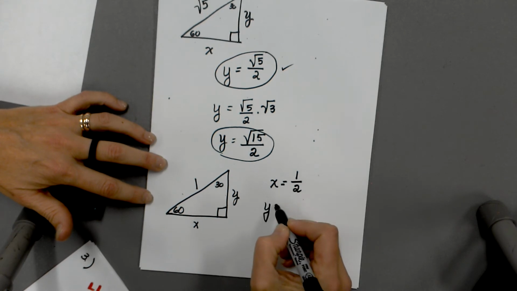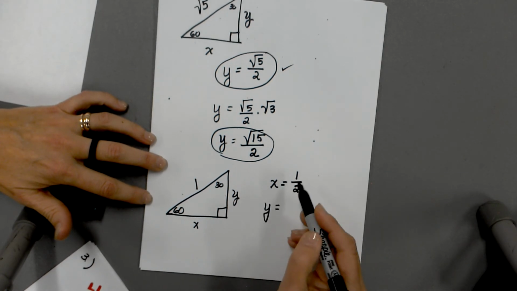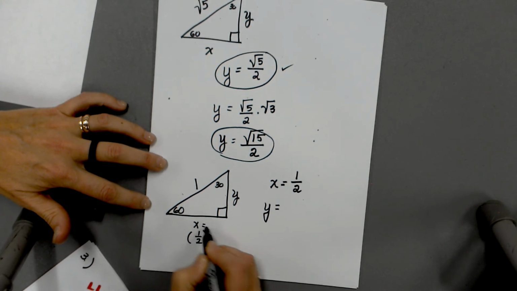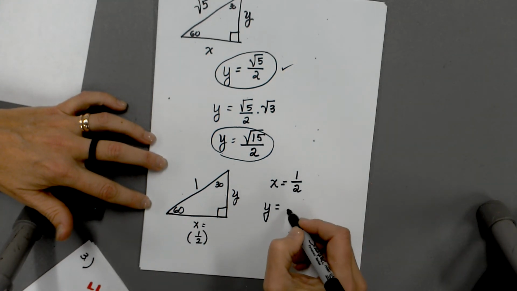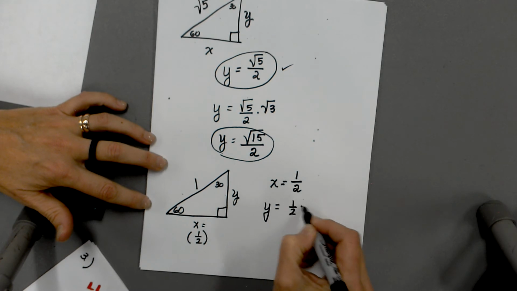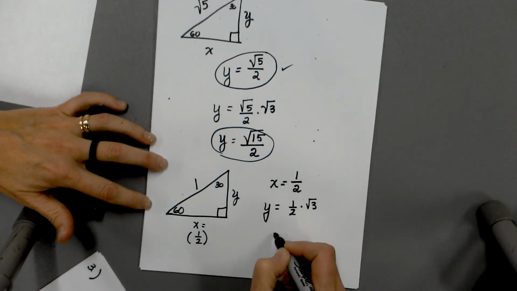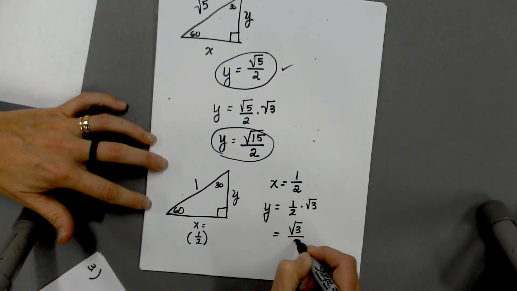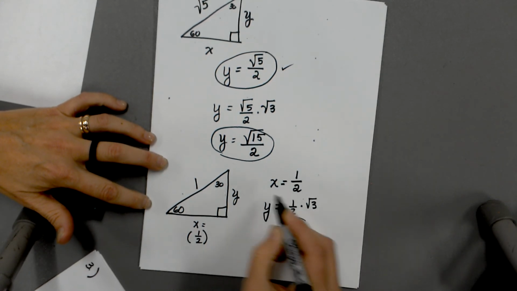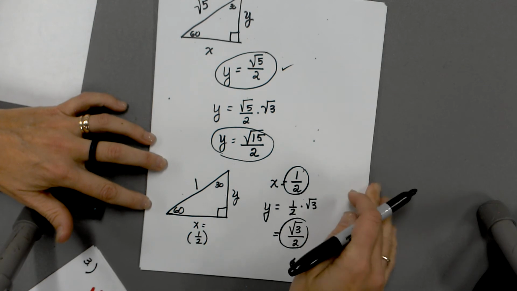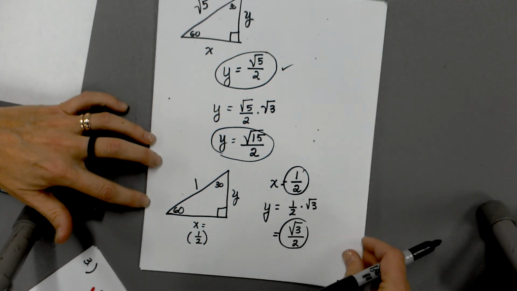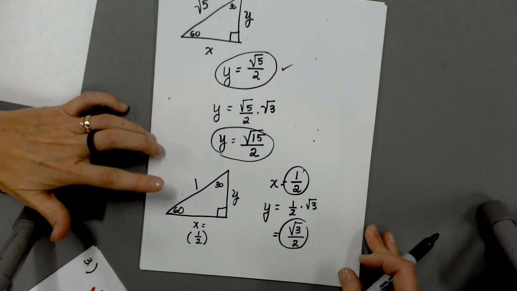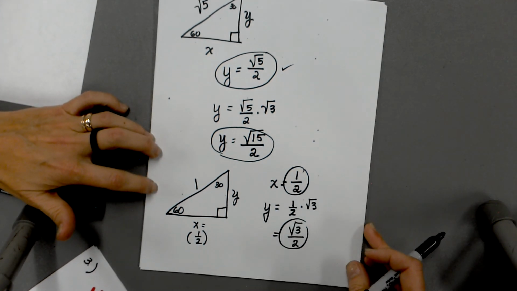To find the long leg, all we have to do is take the short leg, which we just found to be 1/2, and we're going to multiply that by the square root of 3. So we have 1/2 times the square root of 3, which is the square root of 3, all over 2. So those two numbers you're going to see come up over and over again in the future. And so being able to find the two sides given a hypotenuse of 1 is going to be really important.